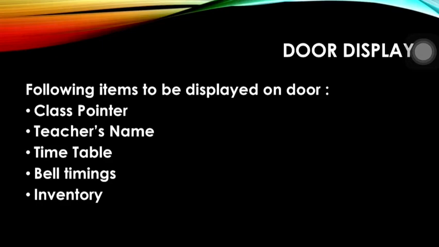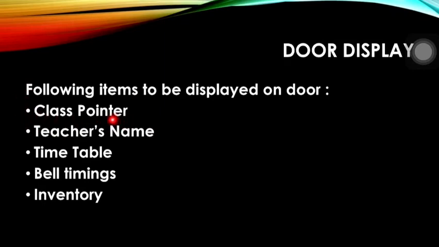Now, how will you make the list? You have to stand right outside the door of your classroom and check your classroom stepwise. The first step is to check if the door protocols are complete or not. And what are the door protocols? A class pointer should be there on the door. And what is the class pointer?